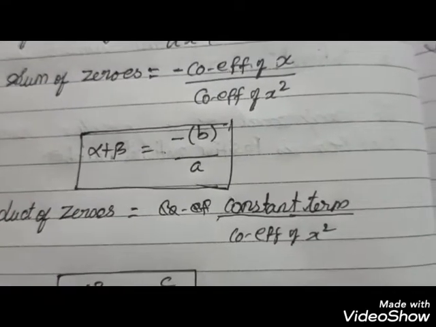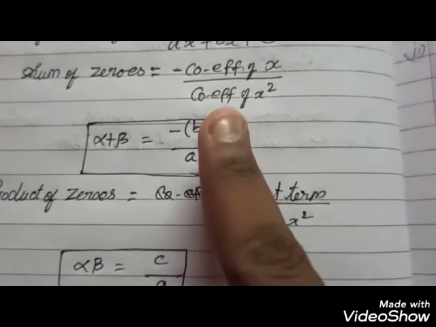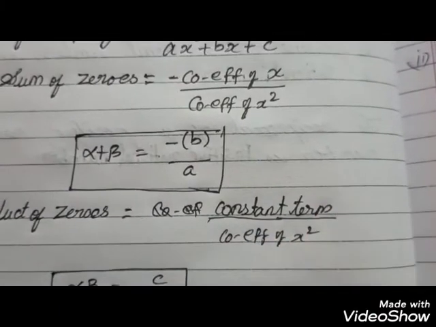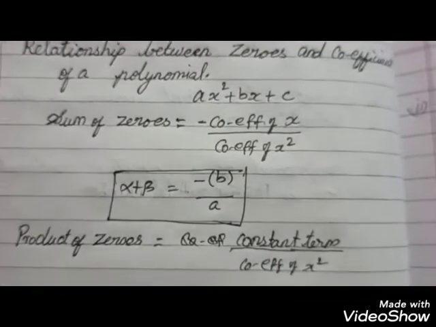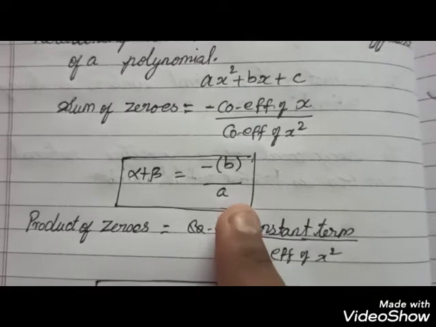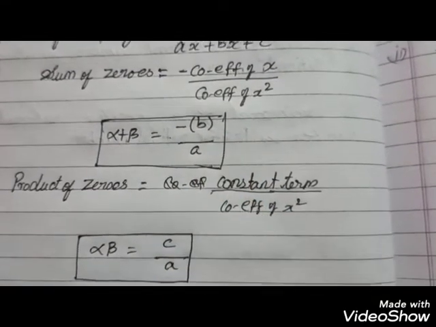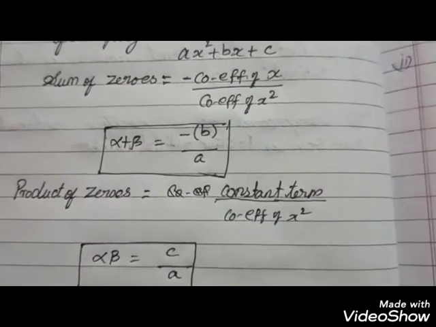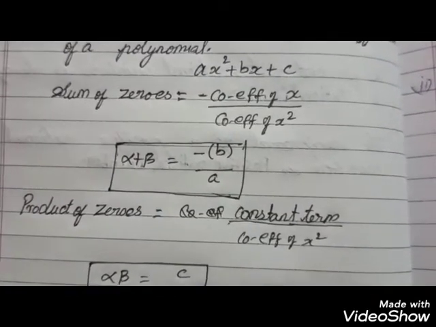You see, if you compare the sum of zeros and the product of zeros, the denominators are the same, the coefficient of x square. So when using the zeros of the polynomial, you should compare minus b by a and c by a. The value of the denominator should be the same. At that time, you take the values of a, b, c, and find the quadratic equation by using the zeros.